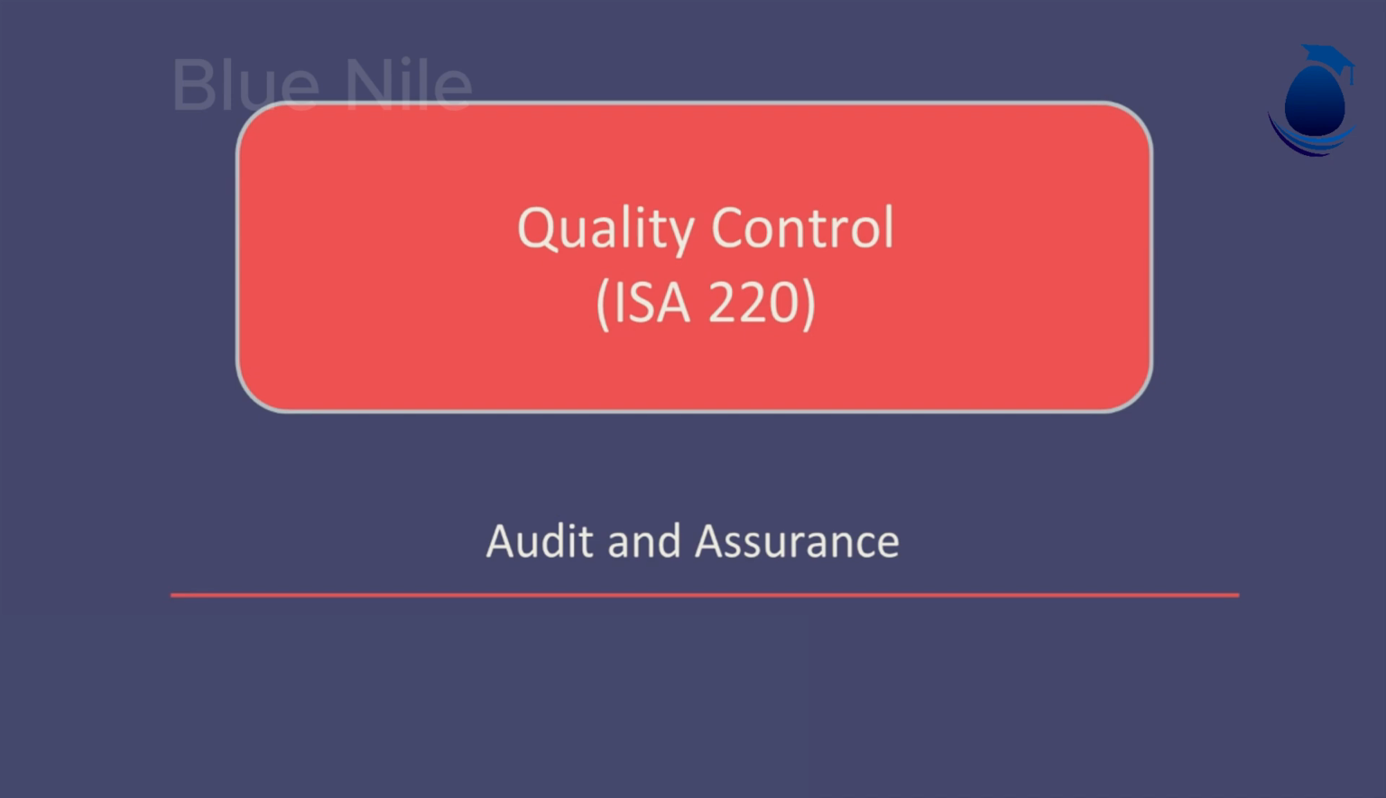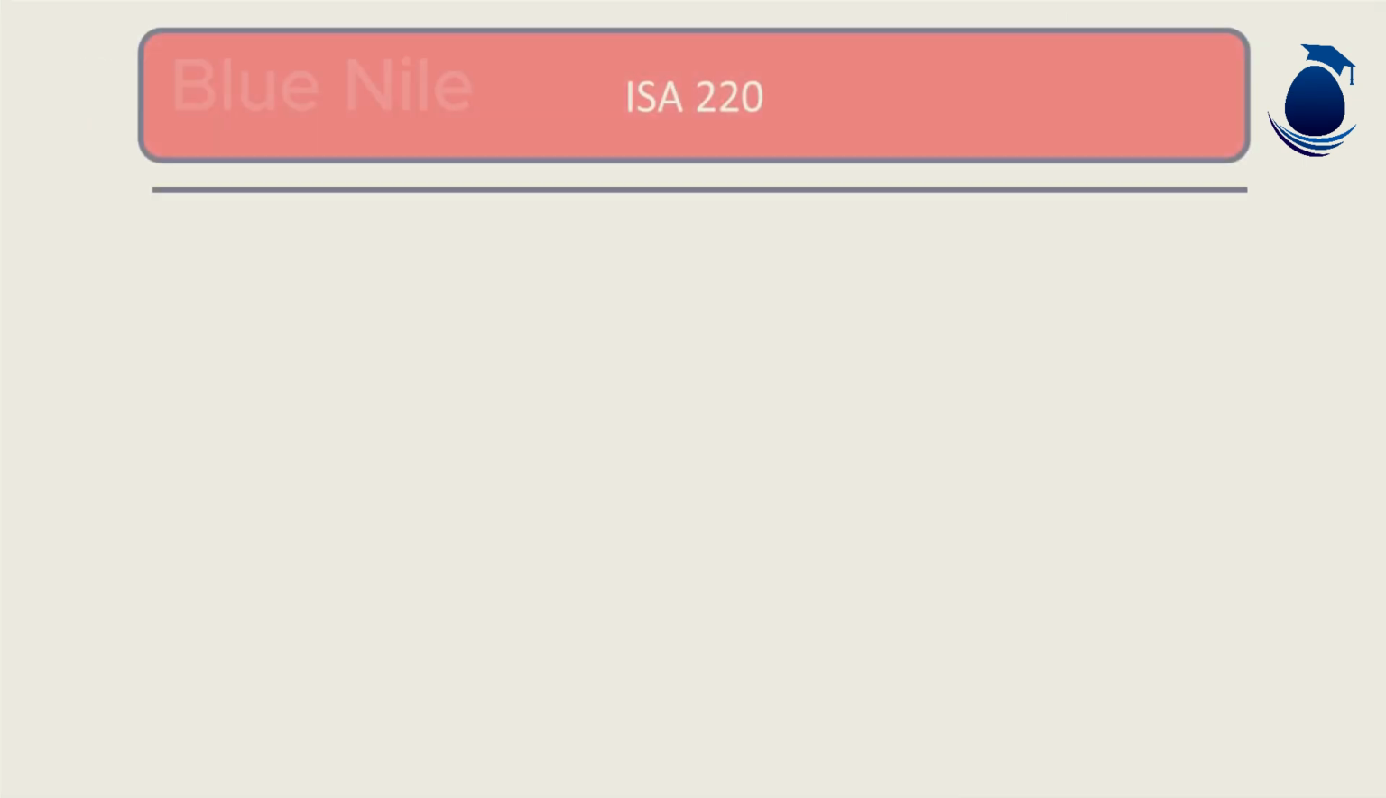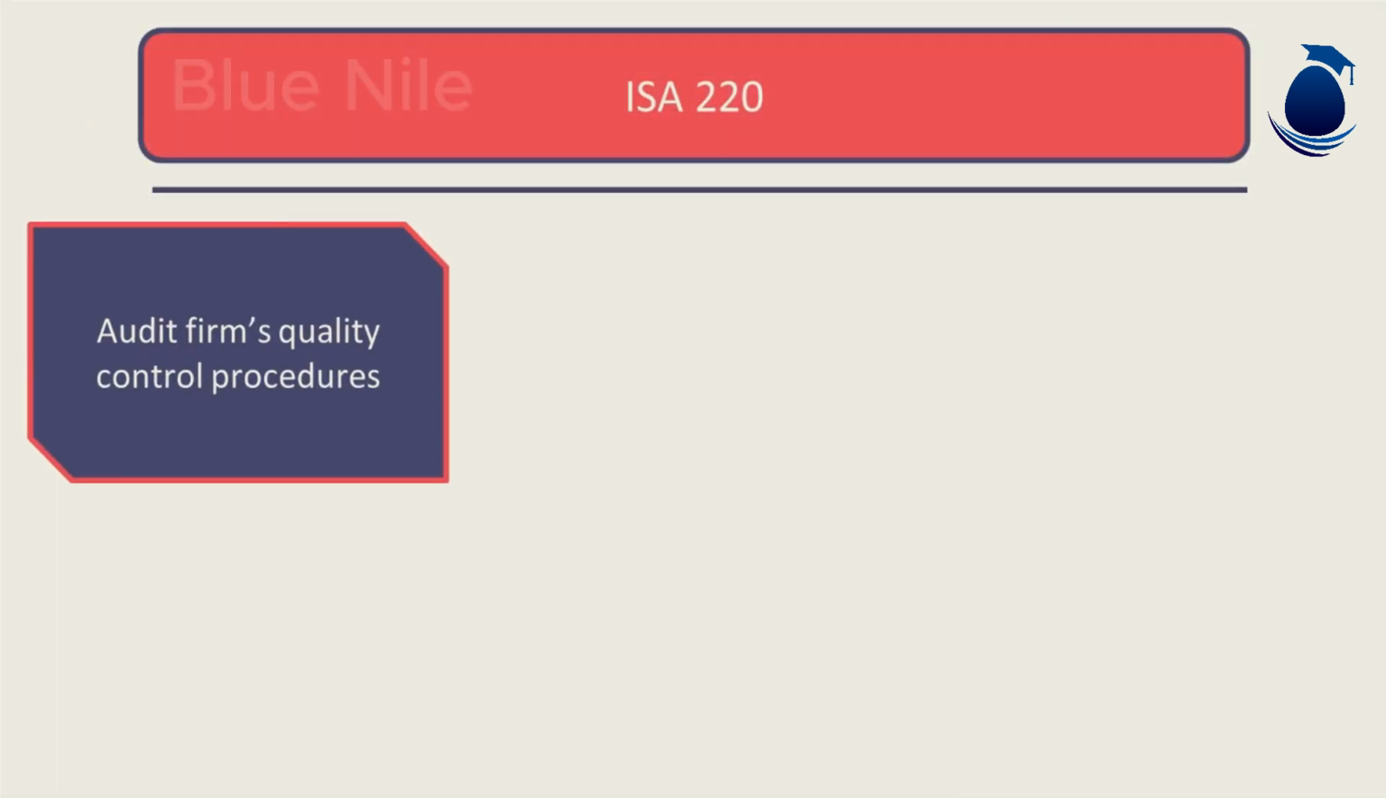Let's dive deeper into ISA 220. This video is going to cover the topic of quality control. This relates directly to the auditing standard, ISA 220, quality control for an audit of financial statements. This auditing standard focuses on the audit firm's own quality control procedures.